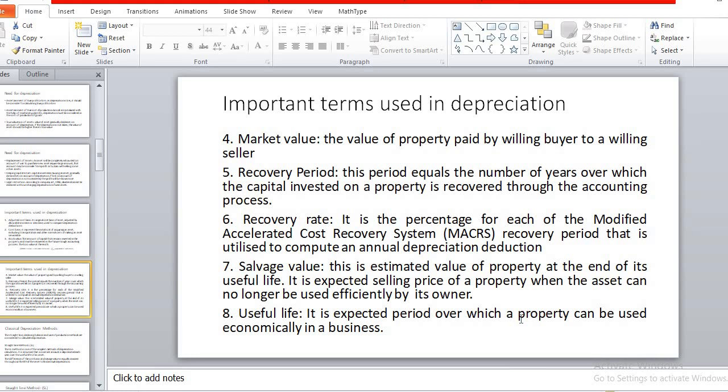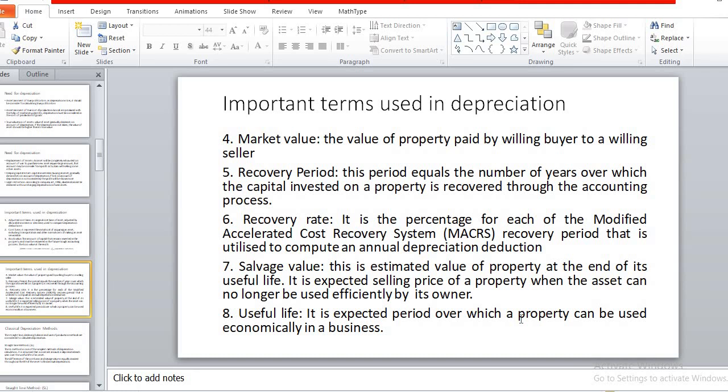Another one is the recovery period. This period equals the number of years over which the capital invested in property is recovered through the accounting process. So the number of years required to get back that particular invested amount is nothing but the recovery period, through this accounting process.